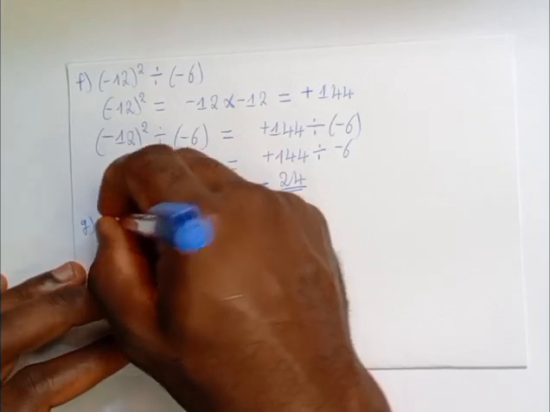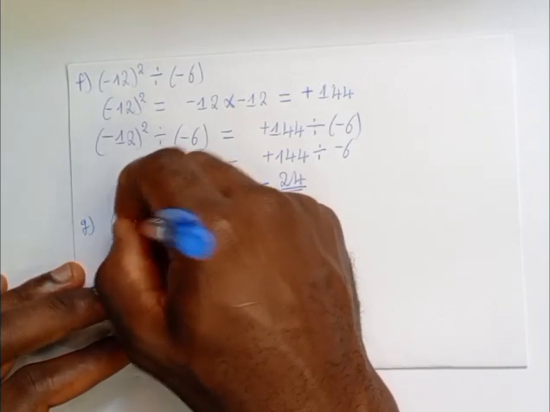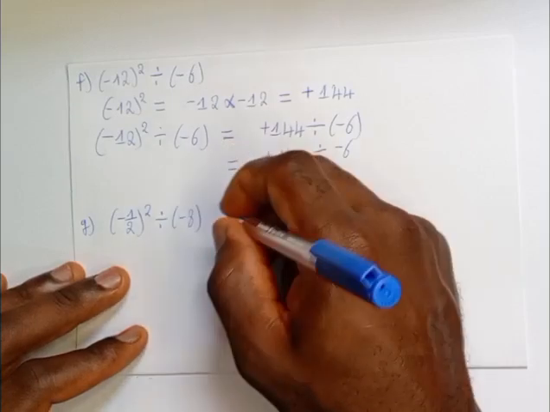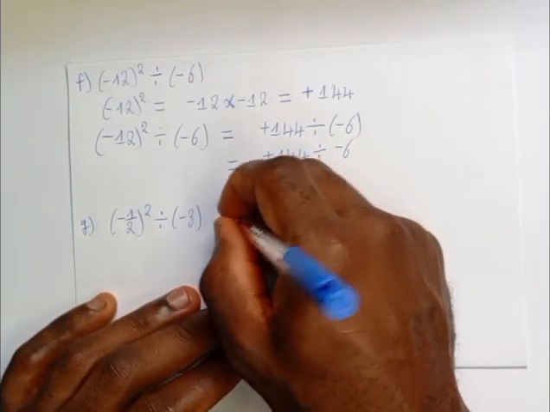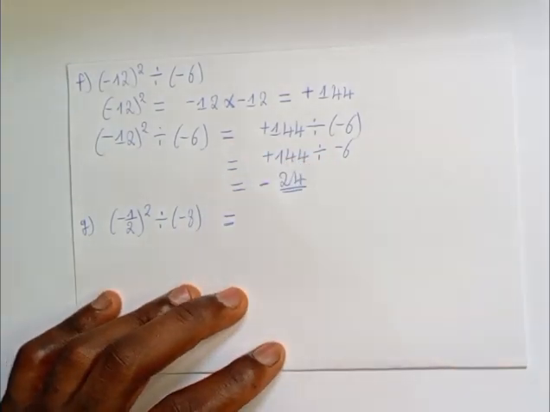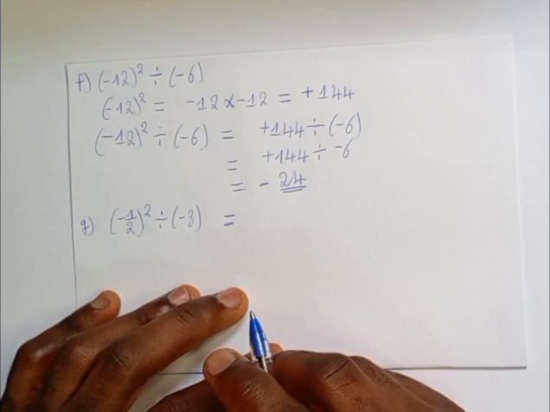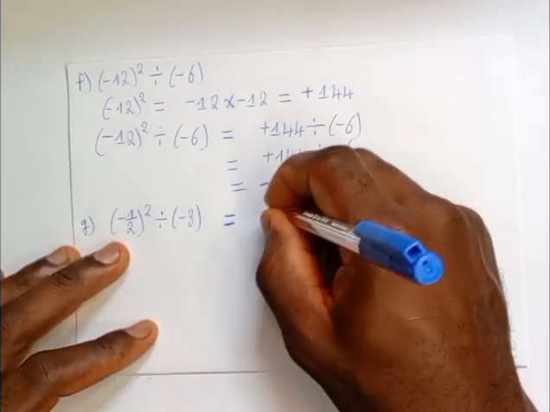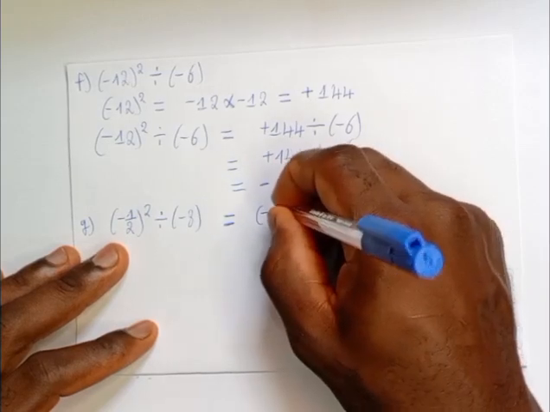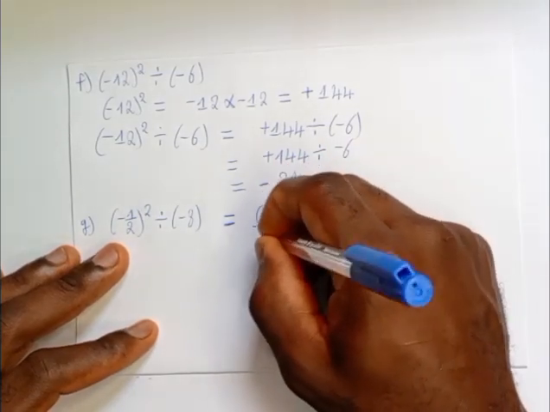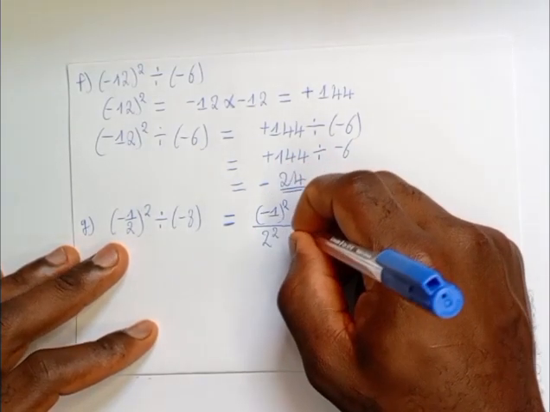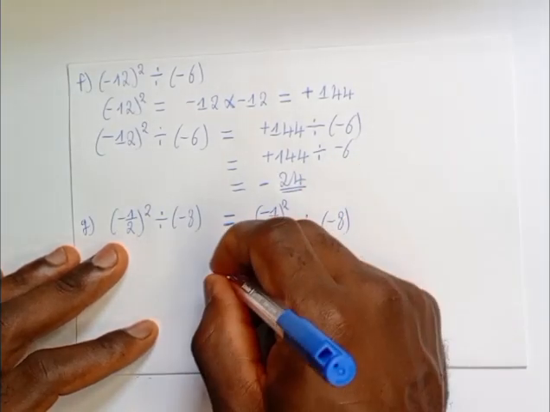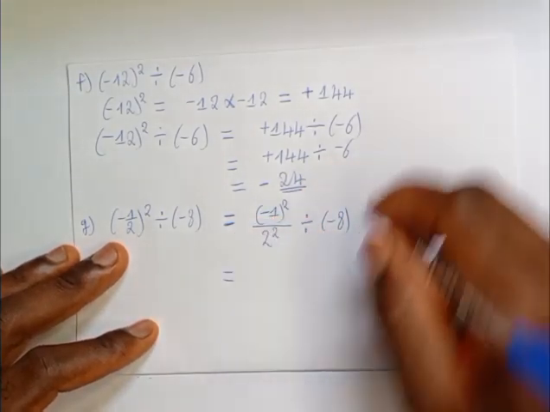For G, we have negative a half, all squared, divided by negative 8. This will simply be equal to negative a half, all squared. You can break this as negative 1 at the numerator squared, all over 2 at the denominator squared, divided by negative 8. And this will simply be equal to negative 1 squared.